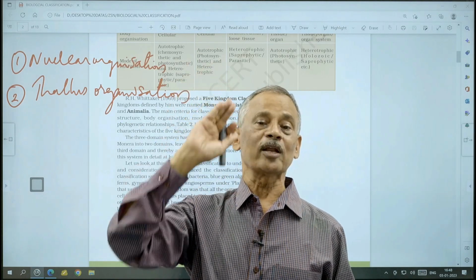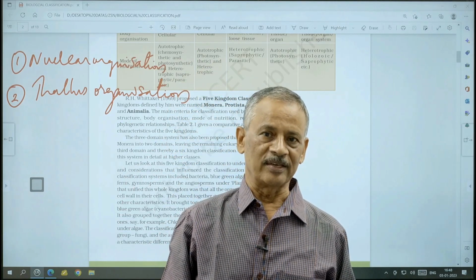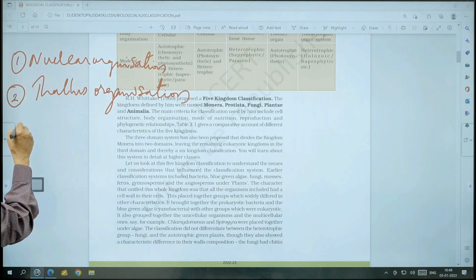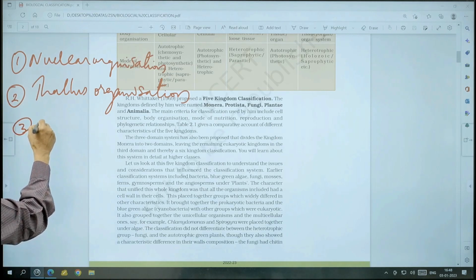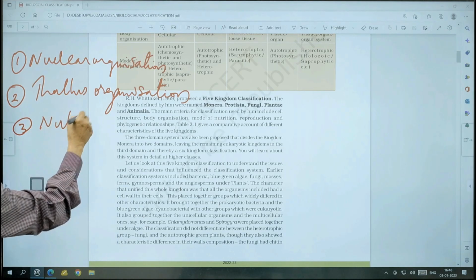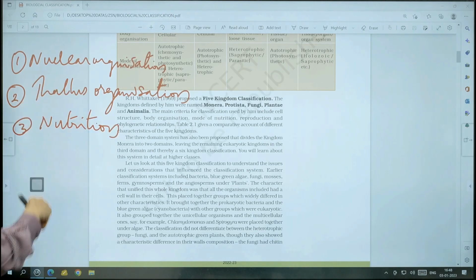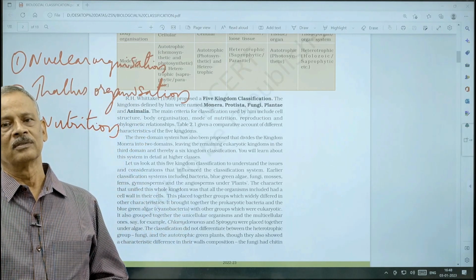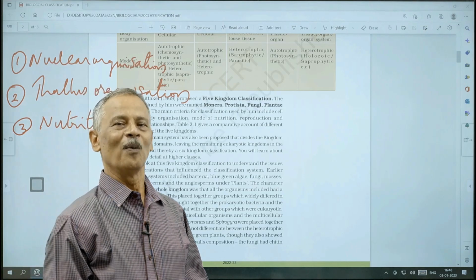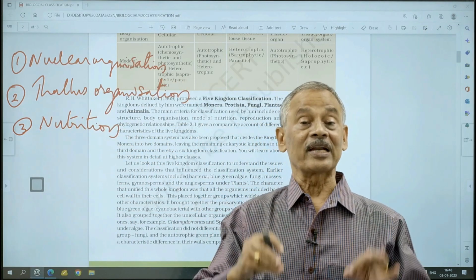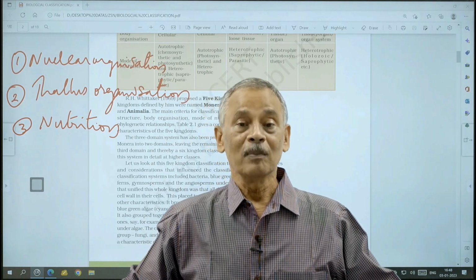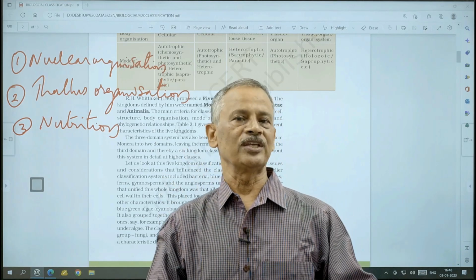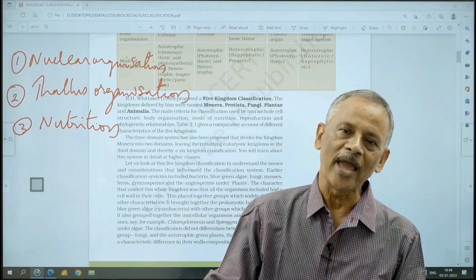and multicellular organisms were separated, and these multicellular organisms were again classified mainly based upon the type of nutrition. If they are all autotrophic, they are belonging to Plantae. If they are all saprotrophic, they were all belonging to Fungi. And if they are all heterotrophic in nature, they are all belonging to Animalia.